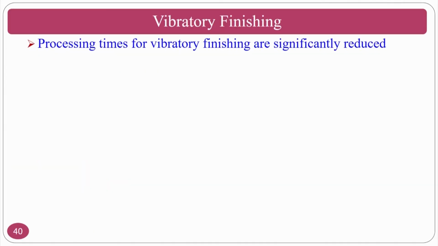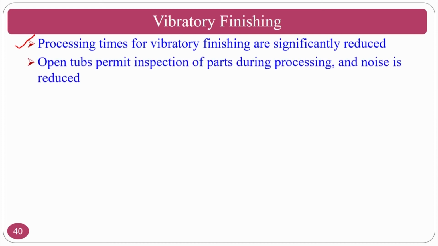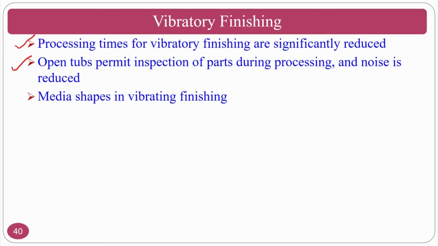In vibratory finishing, the process times are significantly reduced. That means the products are finished in mass production, so the time will be very less. At the same time, an open tub permits the inspection of the parts during processing, and the noise is reduced. There are open tubs and closed tubs, so you can go for any type.